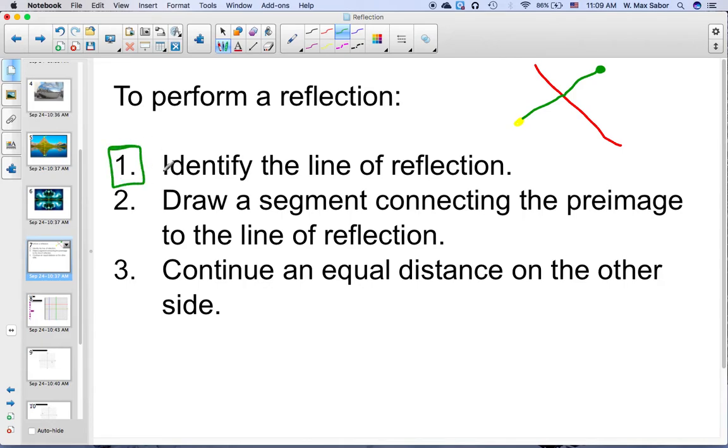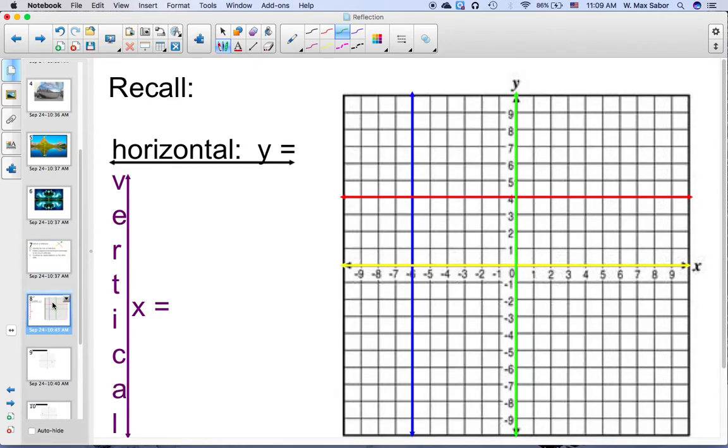This step, identify the line of reflection, is something that we've been working on over the past few weeks of writing the equations of lines or graphing lines from their equations. But I want to make sure that we understand that because this is where most of the errors happen. So, please recall that a horizontal line looks like y equals, and a vertical line looks like x equals. So here we have a vertical line, and it looks like x equals, and whatever the x coordinate is. In this case, it's -6. This red one is a horizontal line, so it'll look like y equals, and it crosses at 4, so it's y equals 4.